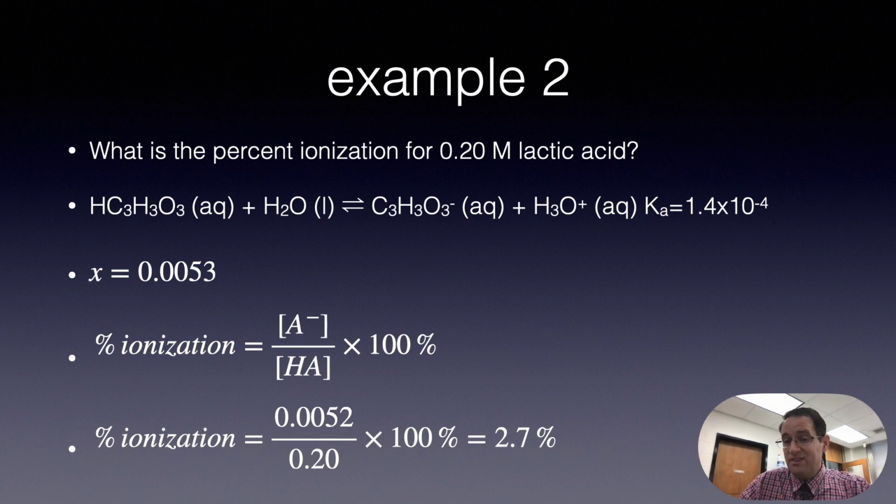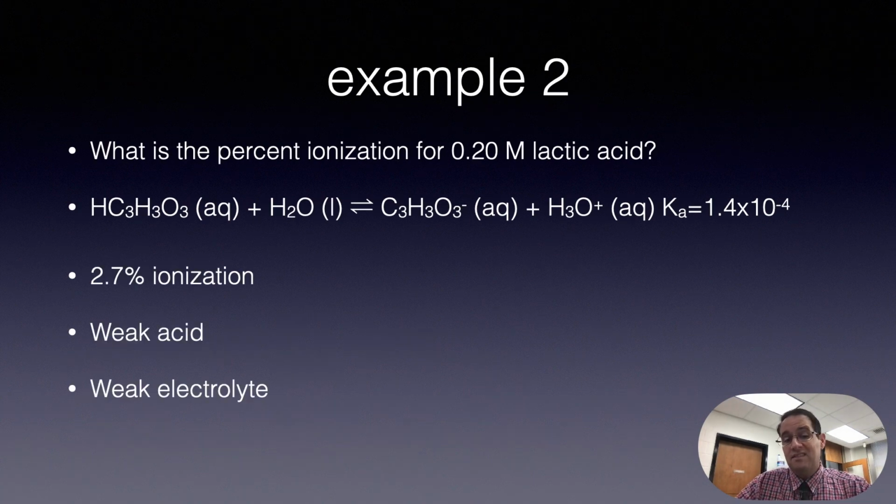So 2.7% is very small. That makes this substance a weak acid and a very weak electrolyte indeed. So lactic acid is expected to be a very weak acid.